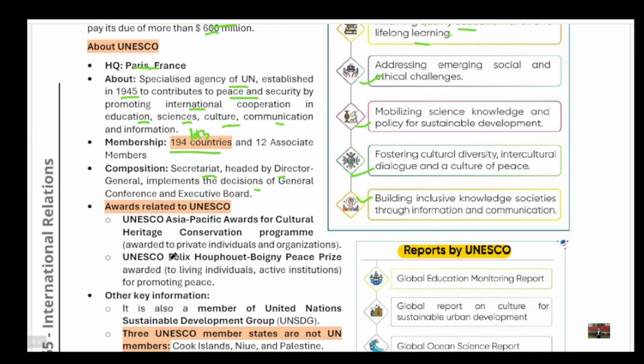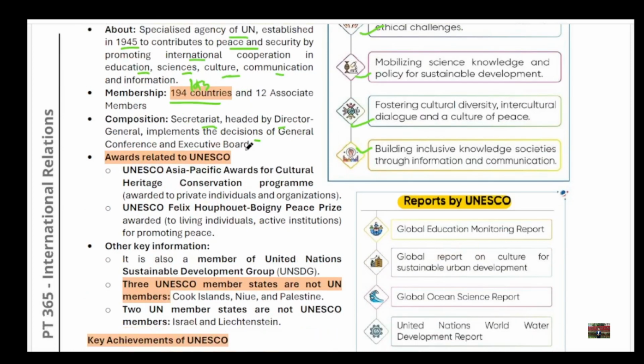All right. So there are two very important awards related to UNESCO, which UNESCO gives in order to promote its objectives and aims, right? The first award is the UNESCO Asia-Pacific Awards for Cultural Heritage Conservation Program. All right. Again, they can ask you in the prelims which organization the Asia-Pacific Awards for Cultural Heritage Conservation Program belongs to. Again, it belongs to UNESCO, right? So it is awarded to private individuals and organizations.